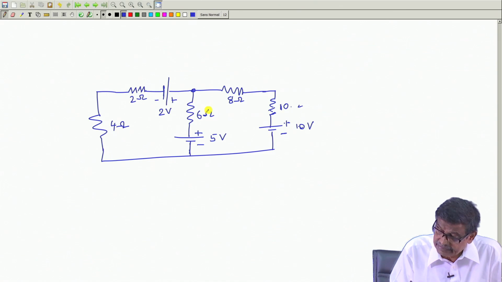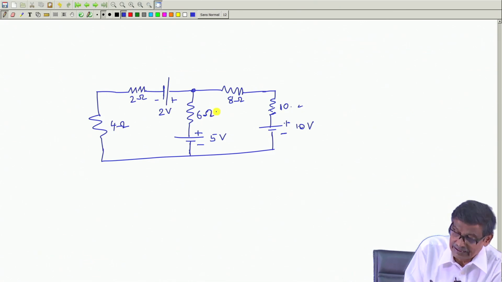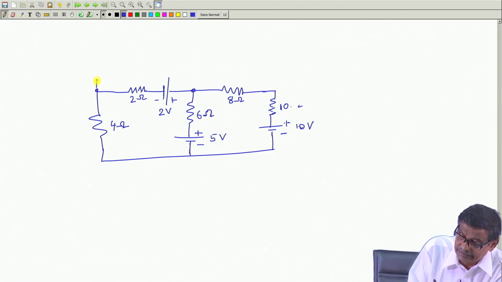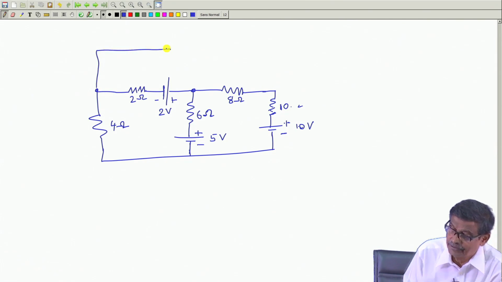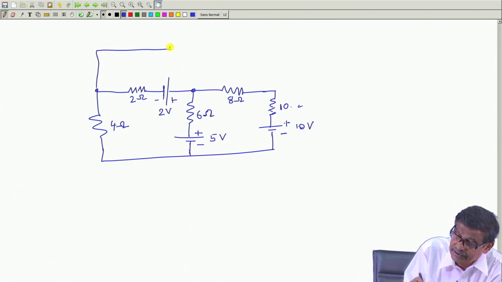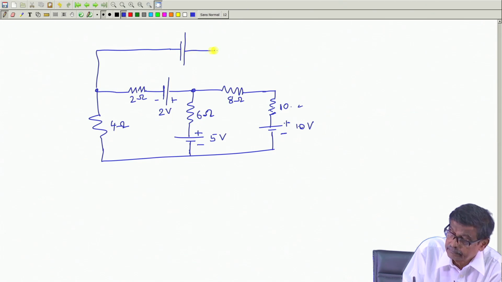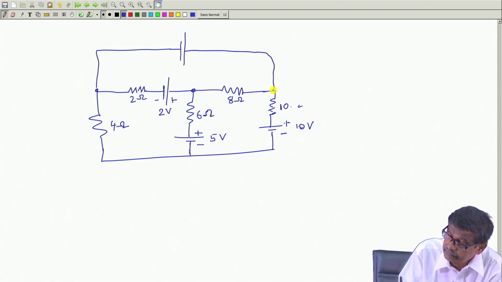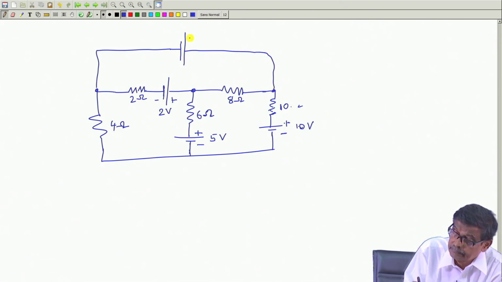Now, this network has got suppose another branch. Listen carefully to what I mean to say, and here is an ideal battery, no internal resistance, plus minus, and this is suppose 4 volt. This network problem you have to solve.